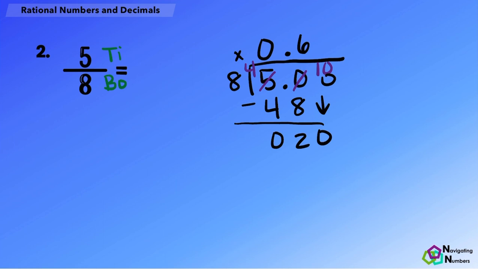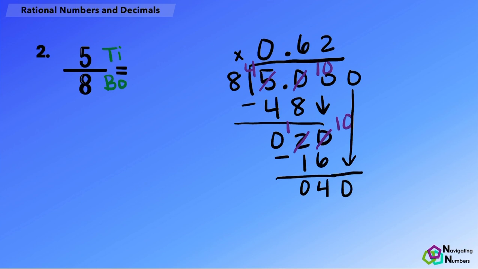8 goes into 20 2 times. That would be 16. 20 minus 16. Once again, 0 minus 6. Can't do that, so we have to borrow from our neighbor. 2 becomes a 1. 0 becomes a 10. 10 minus 6 is 4. And 1 minus 1 is 0. Drop another 0.